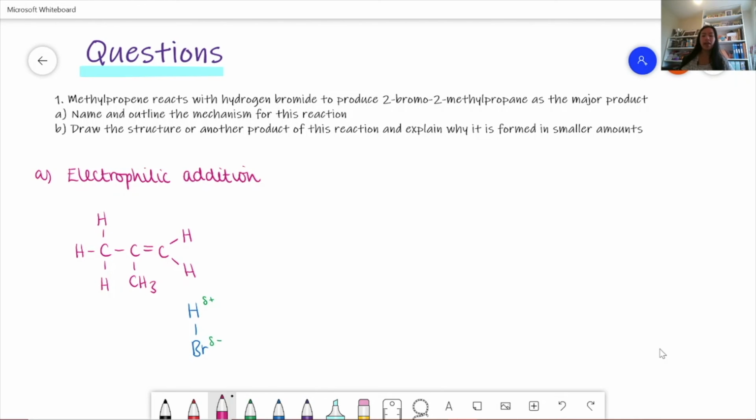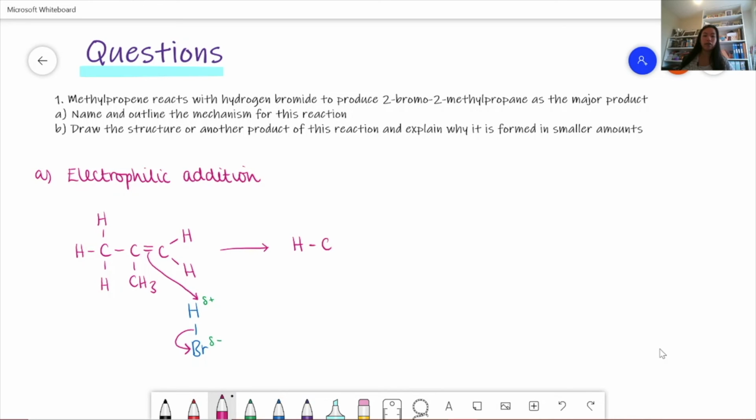And this means that because the double bond is an area of high electron density, these electrons are attracted to this partially positive hydrogen. And so they move towards this partial charge, and then the electrons from this covalent bond between hydrogen and bromine then move towards the bromine. And so what we form is a carbocation.